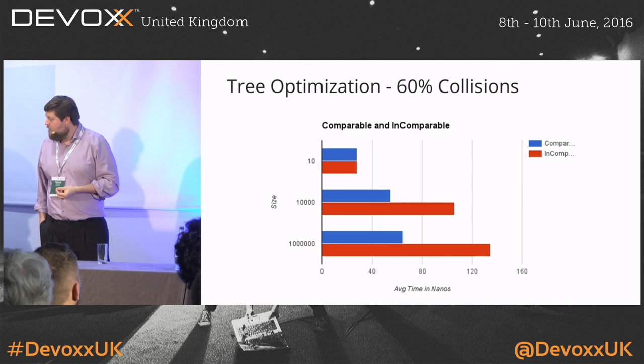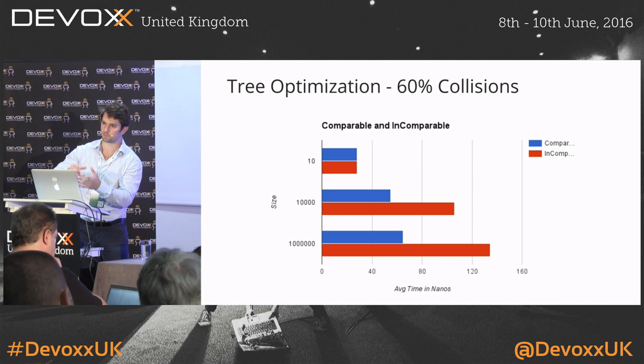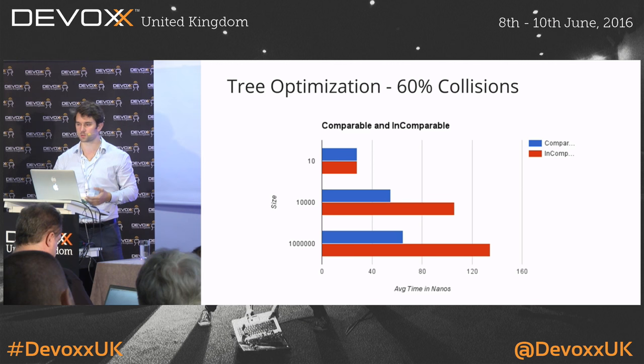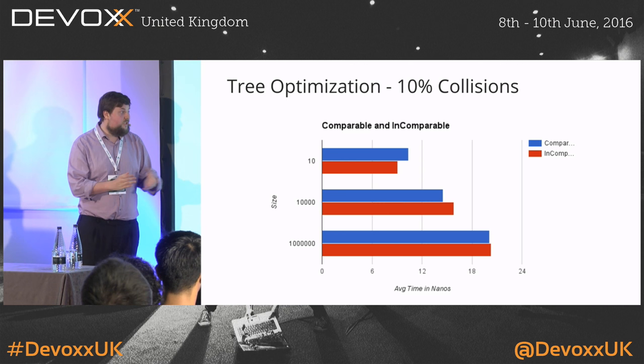So what we mean by the collision rate here is the ratio of the number of elements in the HashMap and the number of buckets, because some of those elements will be in the same buckets, hence a higher collision rate. And as you'd expect, if you drop the collision rate and you have very few collisions, it doesn't make so much difference whatsoever. But it's still a good idea to do in case you do end up with collisions.